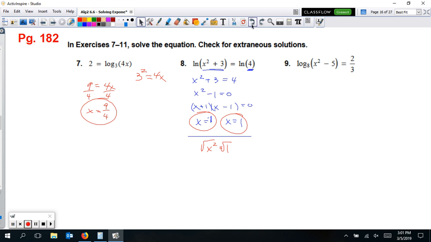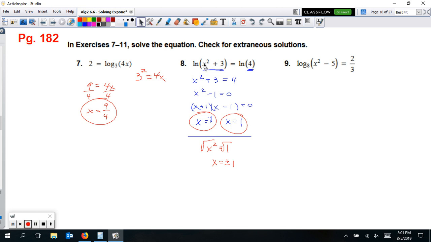Here's where we have to put plus or minus in front. Square root of 1 is 1, so we could say plus or minus 1. This is the same thing. So either way, we see that we're going to get a positive 1 and a negative 1. And it does say check for extraneous solutions. We would want to check these because one of them might be extraneous.